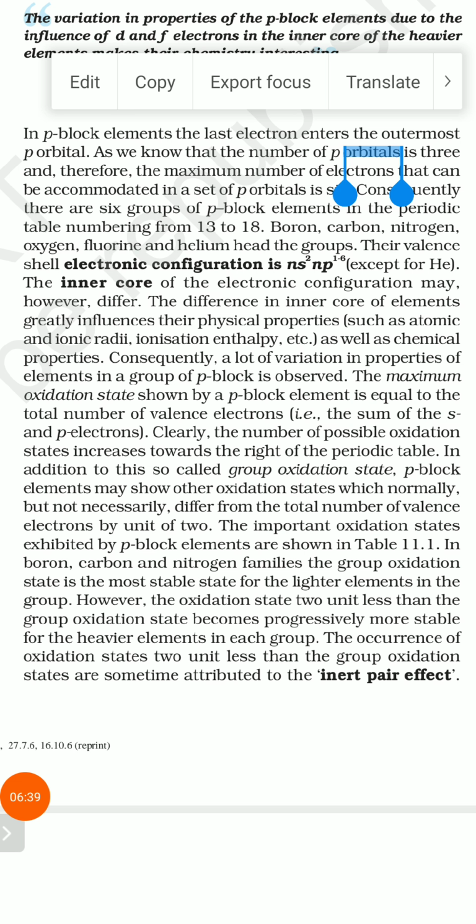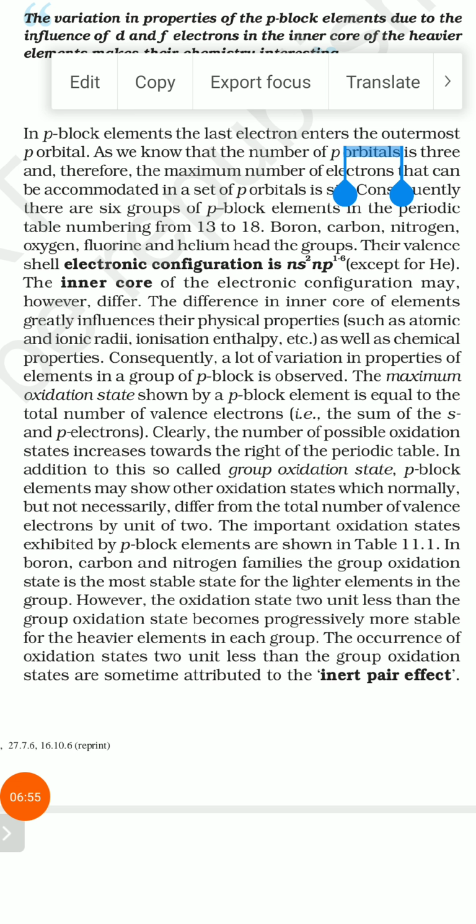Each box, how many electrons can it accommodate? 2 electrons. For the s orbital, how many subshells will be there? Only one is present. In one box, how many electrons participate? 2 electrons.